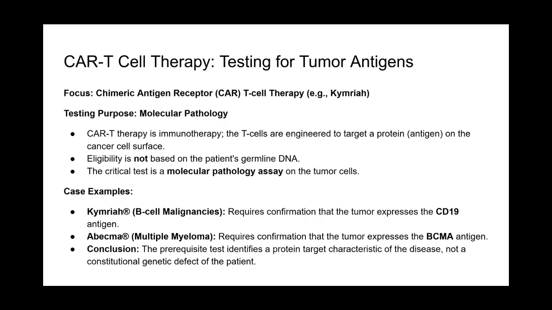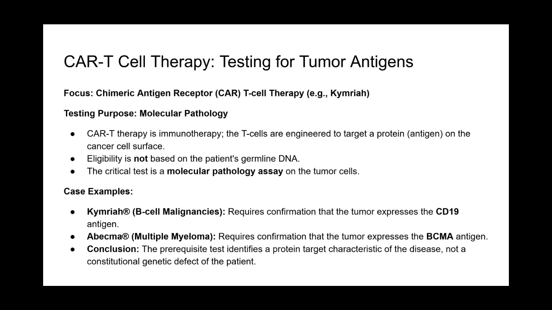Chimeric antigen receptor (CAR) T-cell therapy is a form of immunotherapy, not a gene replacement therapy for an inherited disease. In this process, a patient's own T-cells are collected and genetically engineered ex vivo to express a synthetic receptor, the CAR, on their surface. This CAR is designed to recognize and bind to a specific protein, an antigen, that is present on the surface of the patient's cancer cells. Eligibility for currently approved CAR T-cell therapies is therefore not based on the patient's germline DNA.